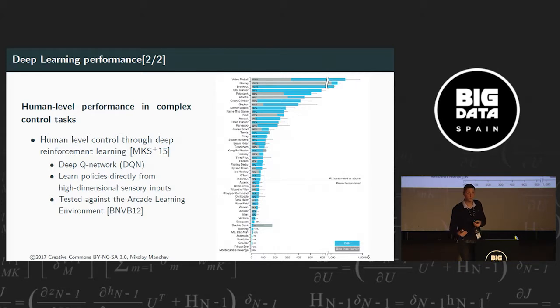On the other hand, this network performs very badly on other games like Frostbite or Montezuma's Revenge.